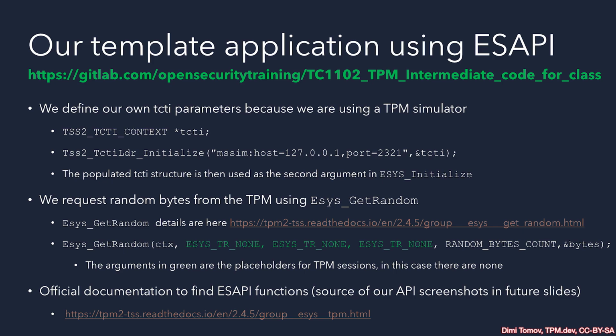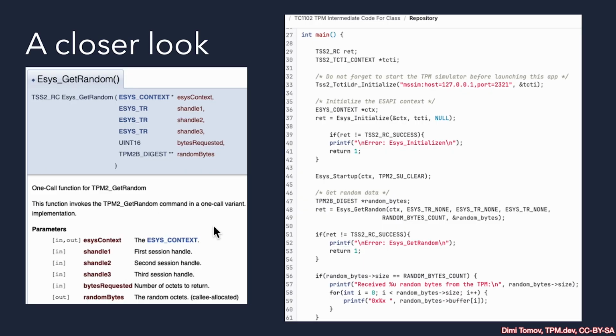We'll have a dedicated lecture to talk about enabling MITM protection using ESAPI. Then we say how many bytes we want, and of course we need to provide a place for the bytes to be stored. So let's take a closer look. Here we see the random bytes variable that needs to store all of this data has this interesting TPM2B digest type, and we'll talk about that.